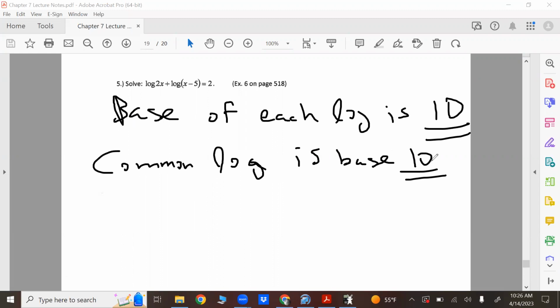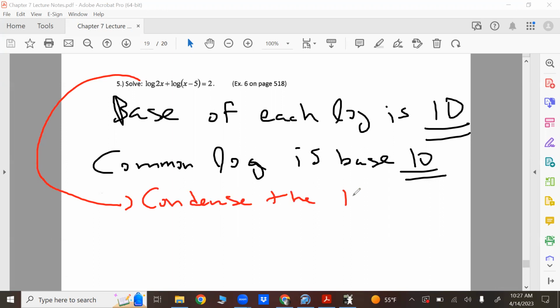I see 2 logs being added, right? What property did we learn on Wednesday? Combine. How do I combine them? How do I combine, guys? What property? Multiply. Yes, good. So what you need to do is condense the 2 logs.